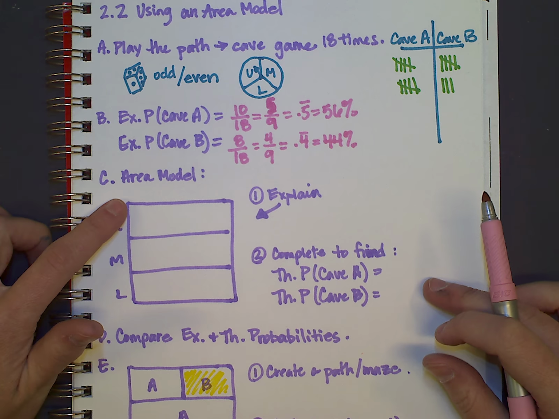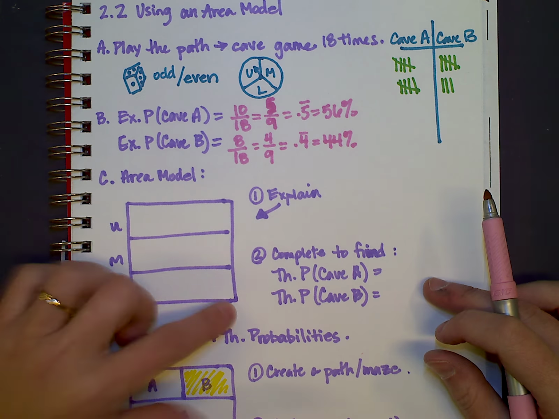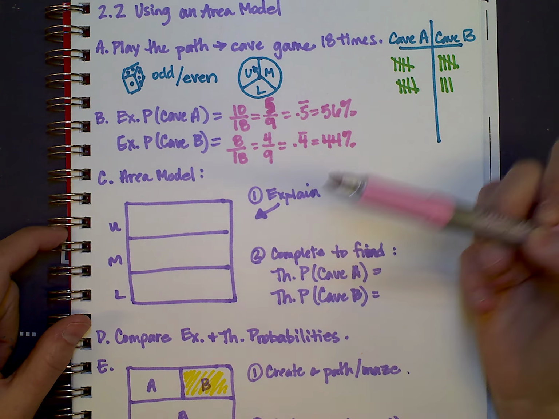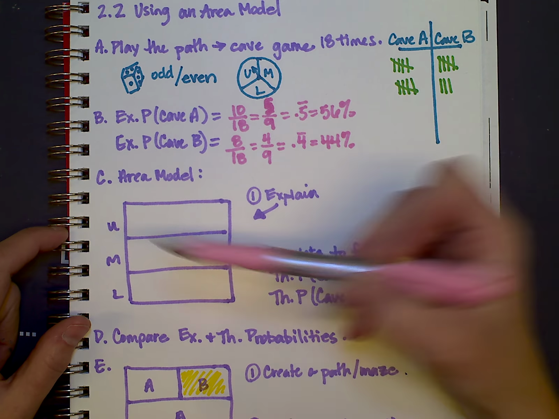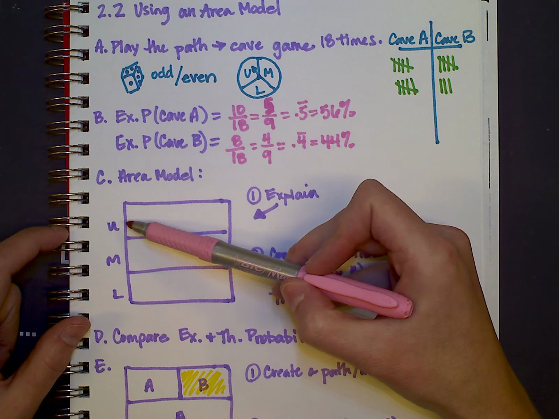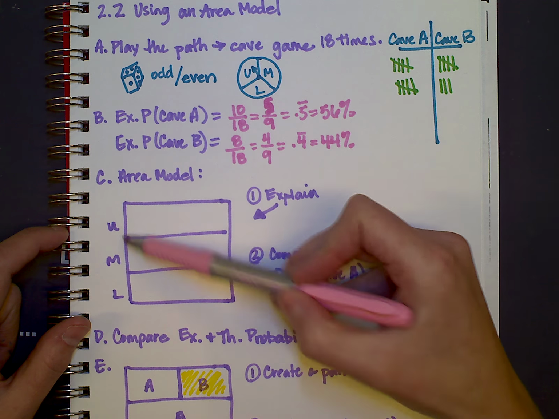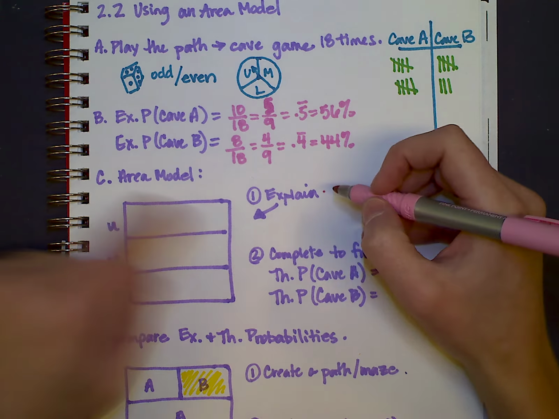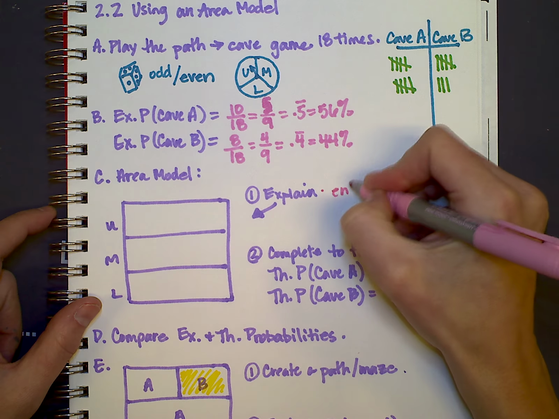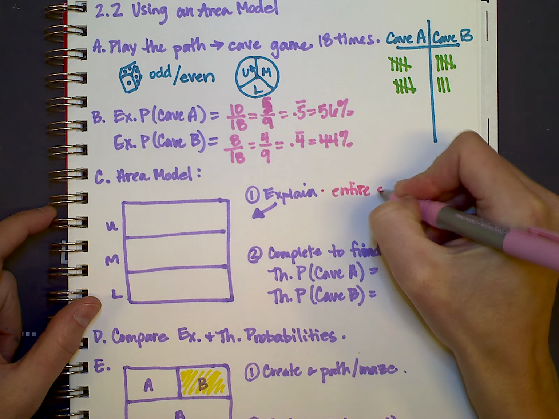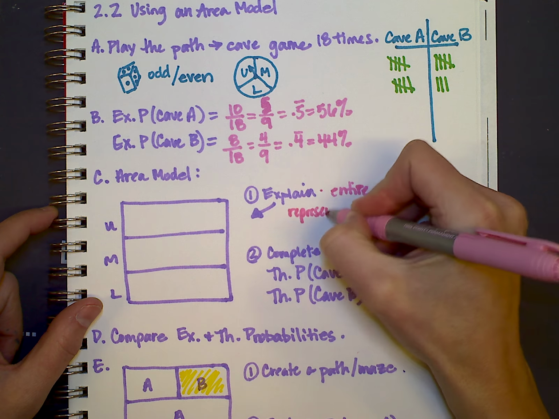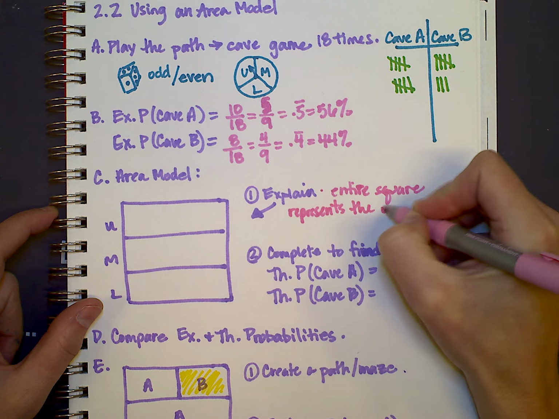And what we have in part C is we have a start of an area model. And so the example is that a student in this class that we're learning about has taken an area model and split it into thirds. And we have to explain what's going on here. Well, to explain it, I'm going to talk about the whole square. So the entire square represents the original path.